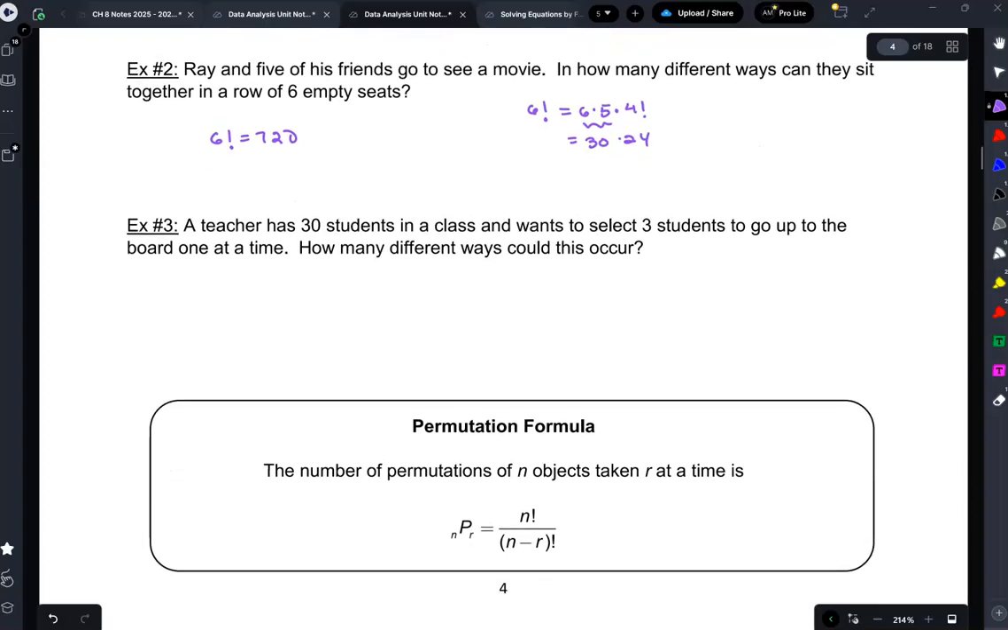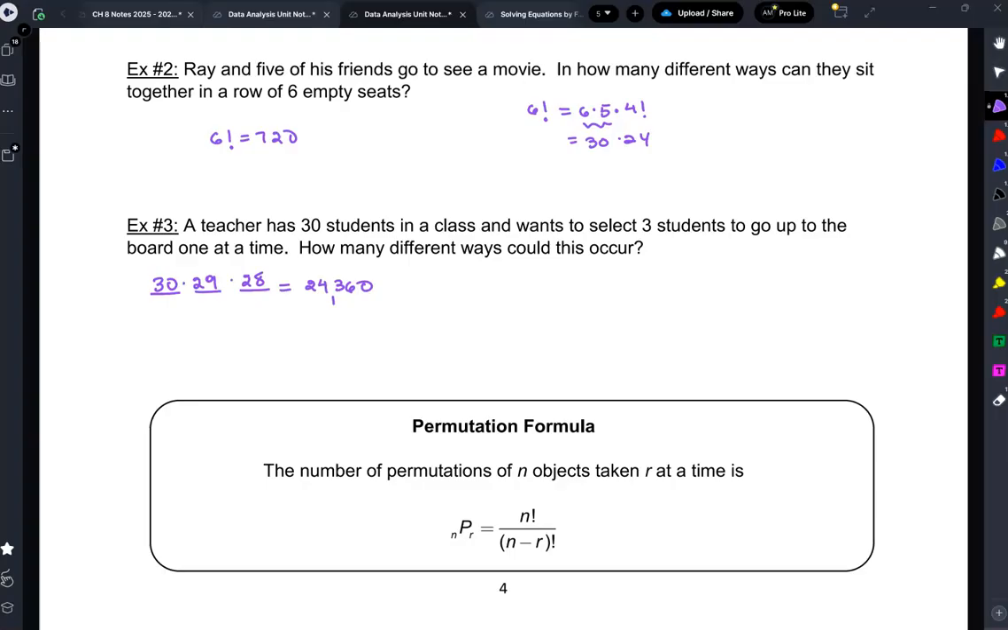Take a look at this next one. A teacher has 30 students in a class and wants to select 3 students to go up to the board one at a time. How many different ways could this occur? We're going to select one student, then another, then another. The first time she's selecting a student, there are 30 possibilities. The second time there are 29. Then there are 28 possibilities. So there are 24,360 possibilities.